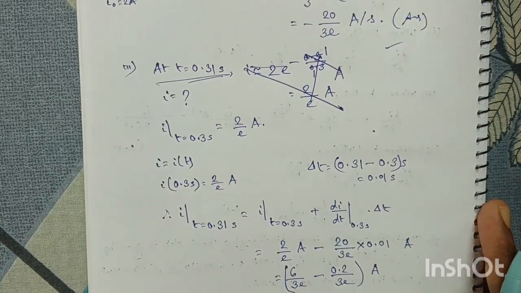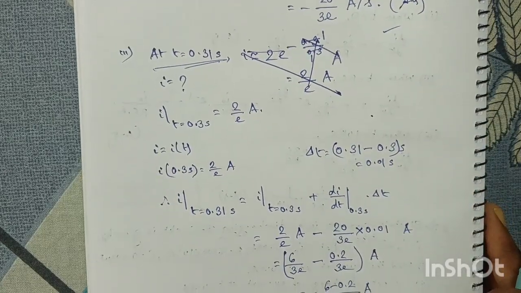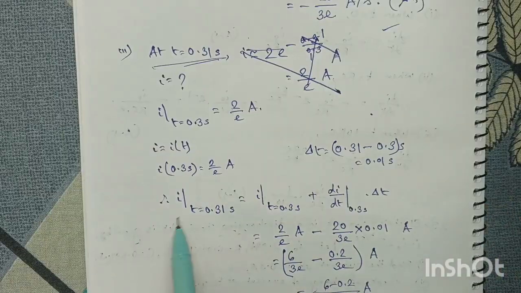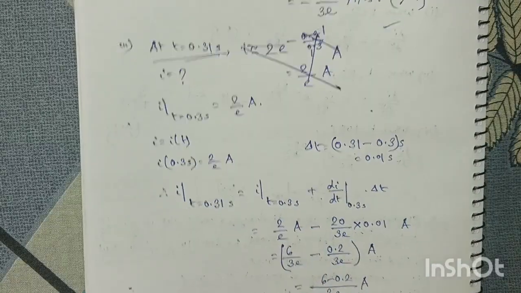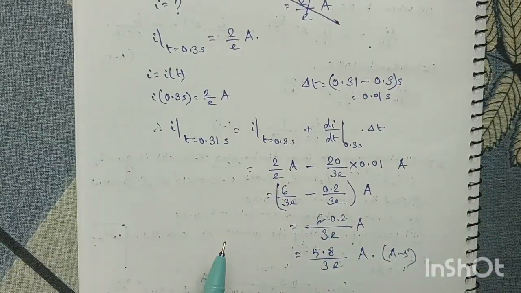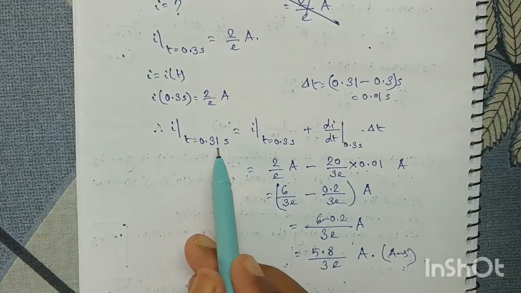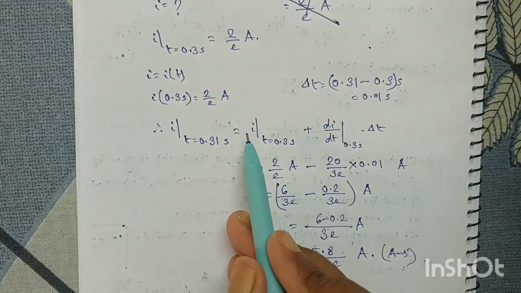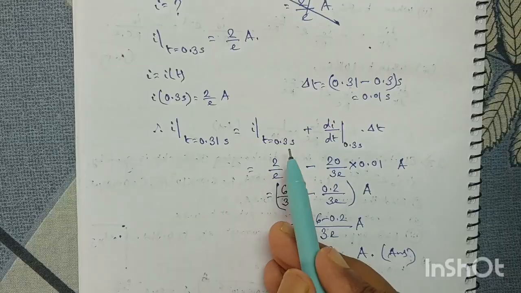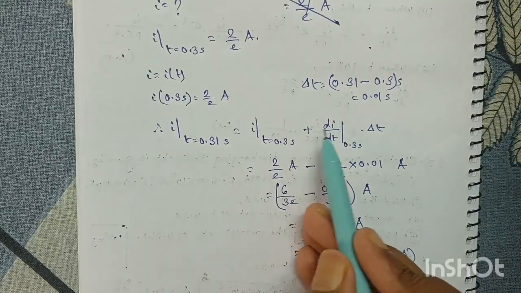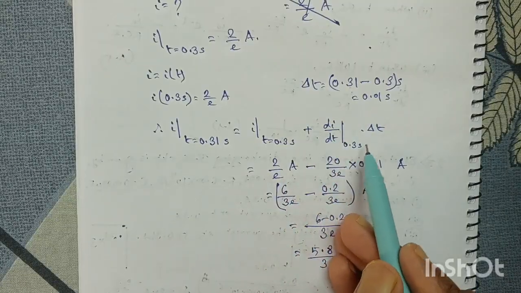So when we have to calculate the approximate value, we have to go in such a way. Just look at the solution. I at t is equal to 0.31 second is equal to I at t is equal to 0.3 second plus di/dt at 0.3 second into delta t.